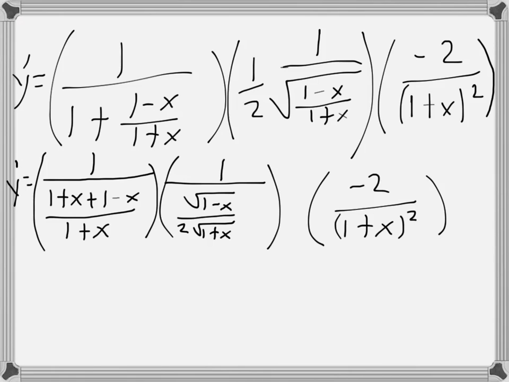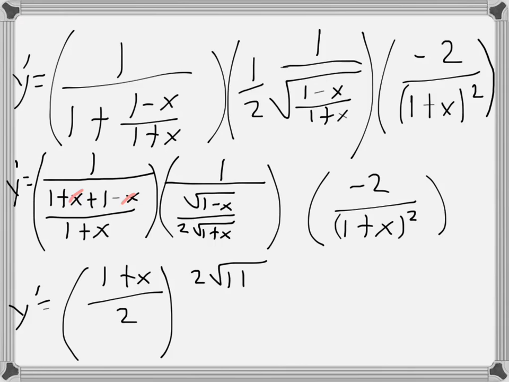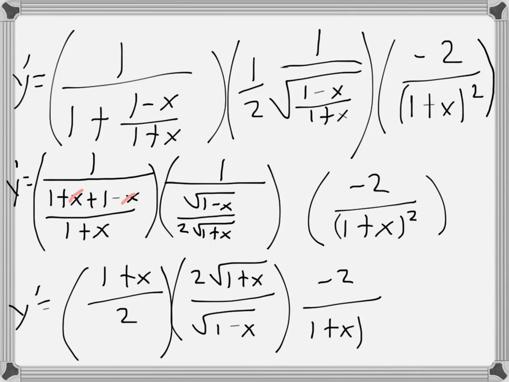Now, notice on the first factor, the x's will cancel. And I can go ahead and flip that double fraction. So this is 1 plus x divided by 2. And I can flip this second double fraction as well. So this is 2 times the square root of 1 plus x over the square root of 1 minus x. And then my last term is minus 2 over 1 plus x quantity squared.